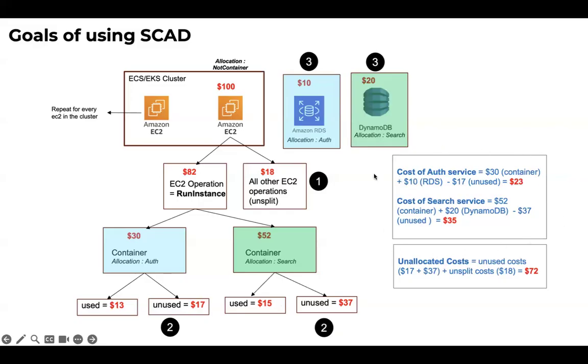Then the second goal is what are the costs that are left unallocated. If you look at that, it'll be the unsplit costs, which is the data transfer cost, $18 were unsplit, and also the unused costs. So 18 plus 17 plus 37, and that's $72 of unallocated costs. These are costs that cannot be allocated to either auth or search, but we need to allocate it somehow to something, right? Either the IT department or we then just split 50-50 between auth and search. We have to do some allocation. So that's the second goal. First, what is the cost of each of the microservices? And second is what is left unallocated after the microservices are accounted for.